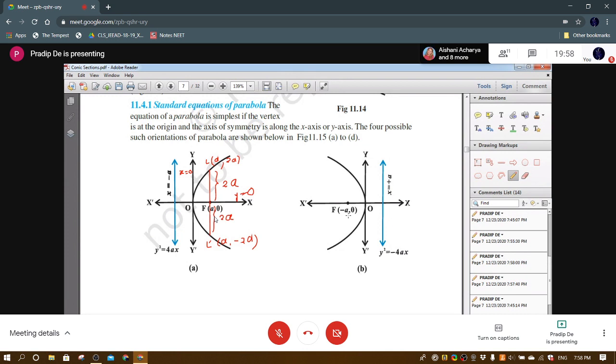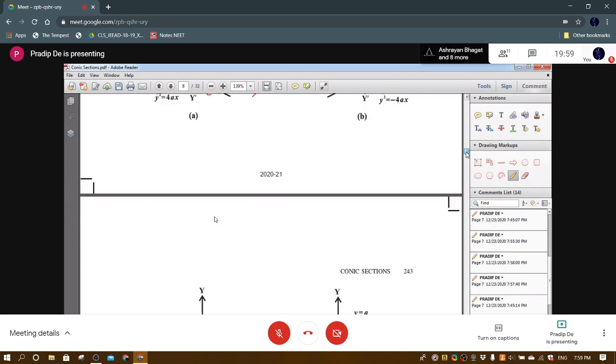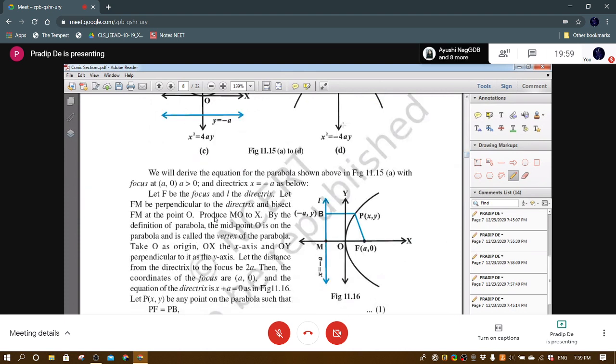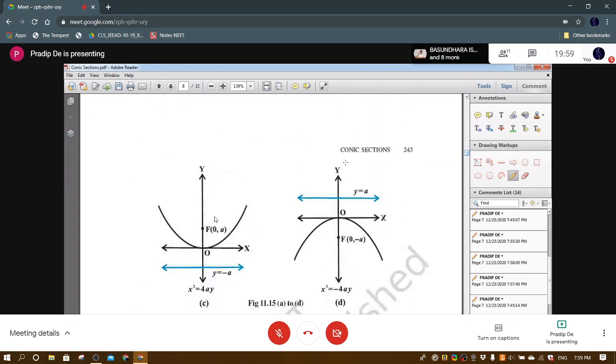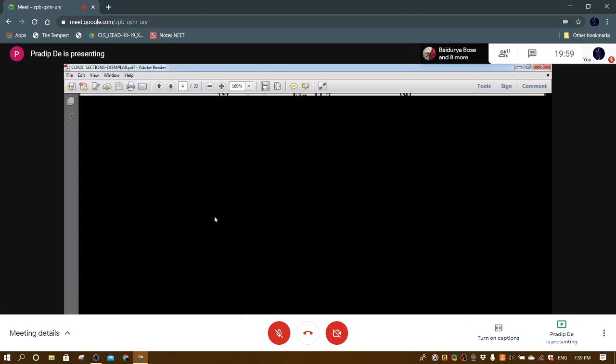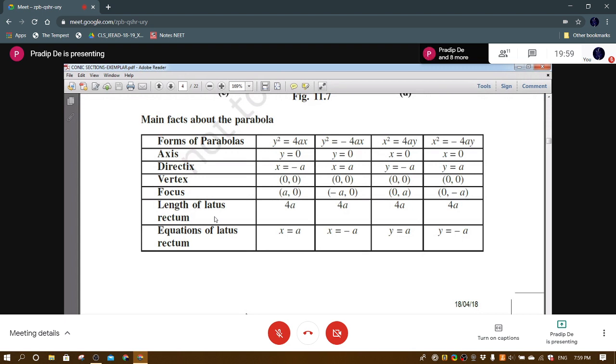Yes. If we write these in a tabular form for these 4 parabolas, y square equal to 4ax, y square equal to minus 4ax, and the other 2, x square equal to 4ay, x square equal to minus 4ay. Okay. All the points that I discussed just now in a tabular form. Look, main facts about the parabola. Forms of parabolas, y square equal to 4ax, y square equal to minus 4ax, x square equal to 4ay, x square equal to minus 4ay. Note down these points.